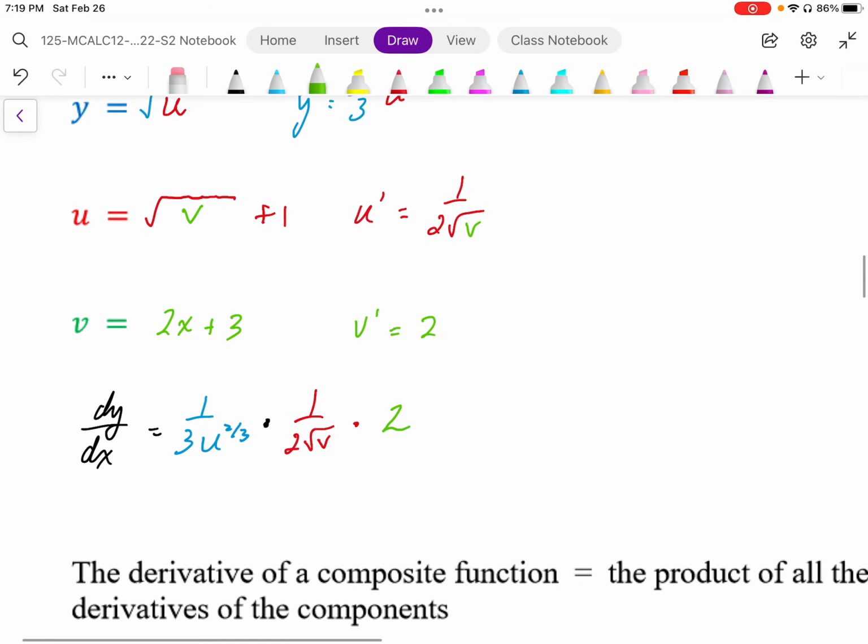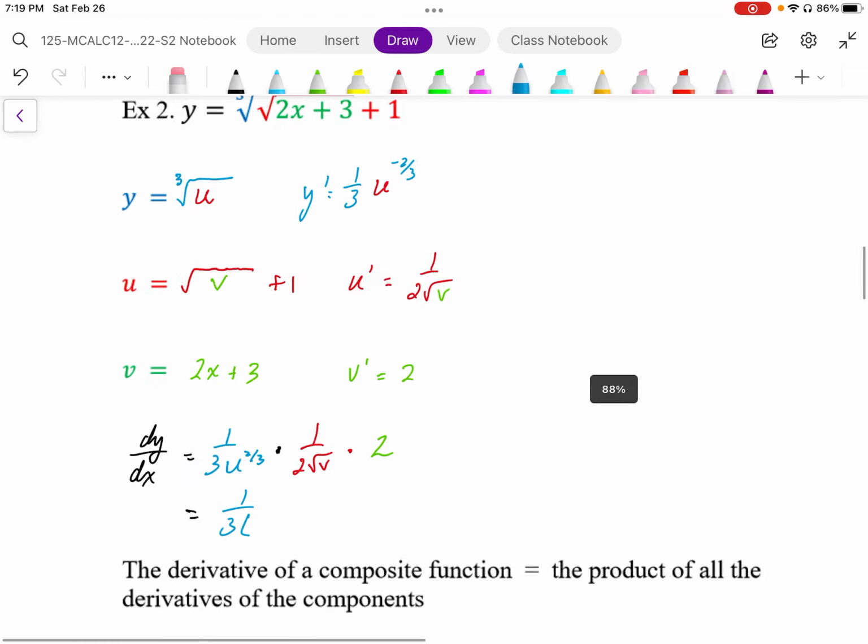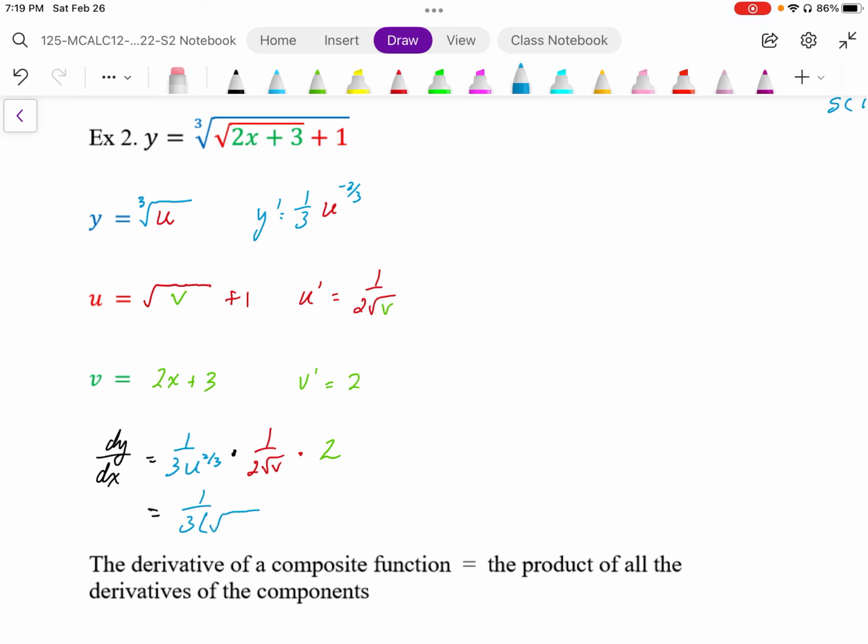So it looks like this, and then when we expand this, again, we want to try to avoid using this u notation and v notation. When we differentiate this, we want to differentiate outside in, and we end up with, I'm going to do this by color here. The outside function, we differentiate 1/3, and then looking at the inside expression, this is going to be root 2x plus 3 plus 1 to the power negative 2 over 3 times 1 over 2 square root 2x plus 3 times 2.